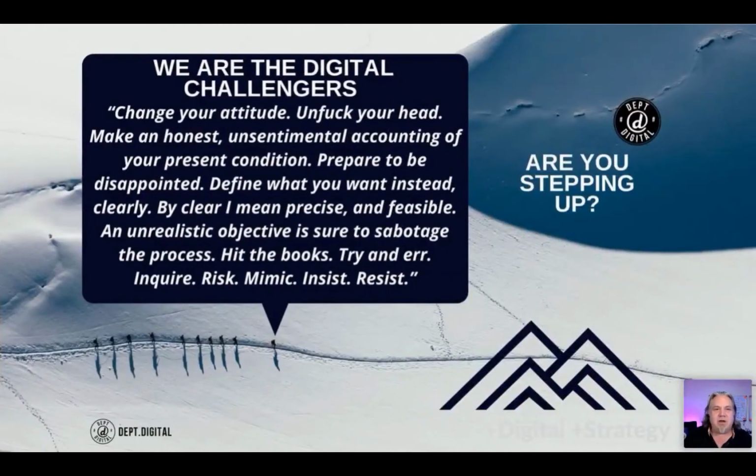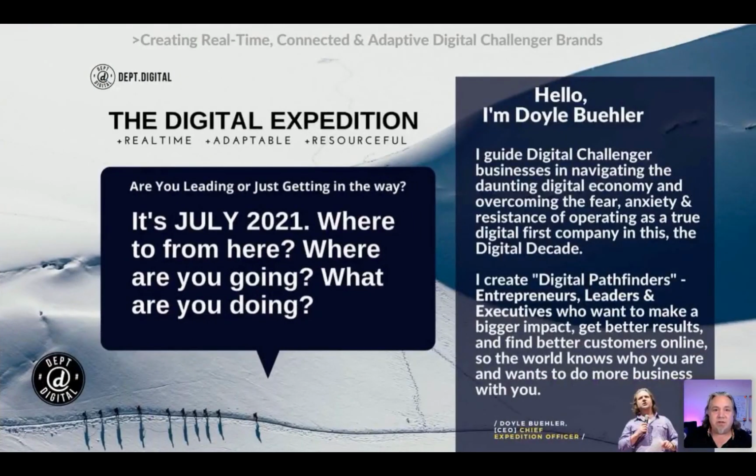I'm going to be talking about the digital challenges that we can go through. And I always like to start with this: you and me, we are the digital challengers, right? So change your attitude, unfuck your head, make an honest, unsentimental accounting of your present condition. Prepare to be disappointed. Define what you want instead clearly. By clear, I mean precise and feasible. An unrealistic objective is sure to sabotage the process. Hit the books, right? Learn something, trial and error, inquire, risk, mimic, insist, resist. And the question I have to ask is, are you stepping up as well? So we really need to look at that.